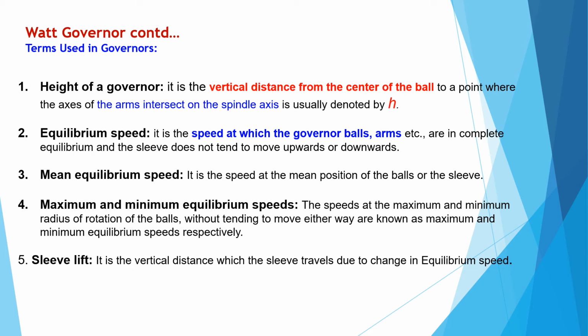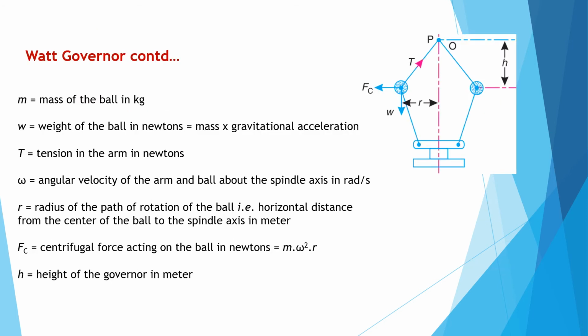The maximum and minimum equilibrium speeds: the speeds at the maximum and minimum radius of rotation of the balls without tending to move either way are known as the maximum and minimum equilibrium speeds respectively. Sleeve lift: it is the vertical distance which the sleeve travels due to change in equilibrium speed. It's the distance between the top and bottom stop.